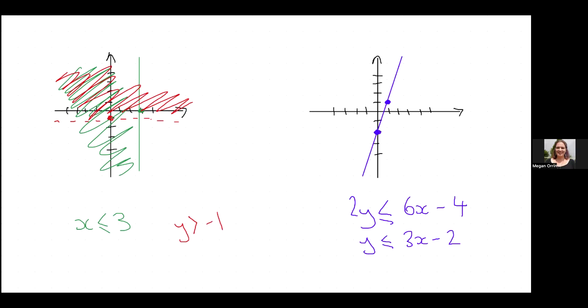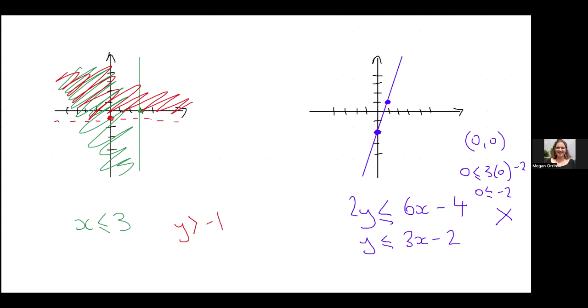So I'm going to test any point that is not on the line. So 0, 0 is the easiest way to do that. If I test 0, 0, all I'm doing is substituting in this for x and y. So 0 is less than or equal to 3 times 0 minus 2. So 0 is less than or equal to -2. Is that true? Is 0 less than -2? That's not true. So I do not want to color in the side where that point is.